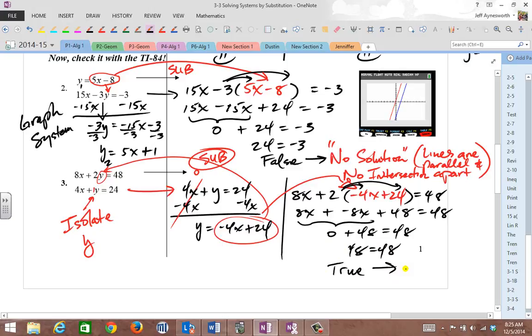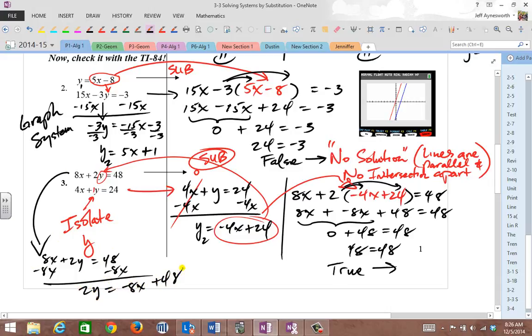Well, we understand that by graphing. My second equation, y2, is already solved for y. I already did the work here. What I need to do is isolate y on the first equation. So 8x plus 2y equals 48. I'm going to subtract 8x and I get 2y is equal to -8x plus 48. If you divide everything by 2, I get y1 is equal to, and y1 stands for my first equation, so don't let that confuse you, -4x plus 24.